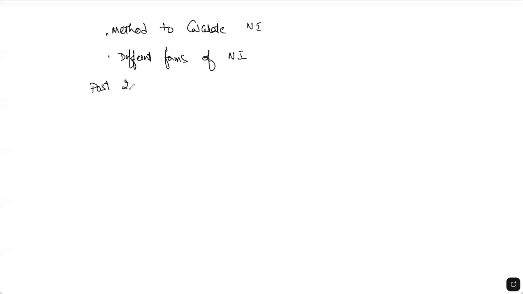Okay. So far in the previous two videos, we have seen methods to calculate national income. Then we have seen different forms of national income. So we need to see what were the changes that have happened post 2015. Before understanding this, we will try to understand the concept of factor prices and market prices.